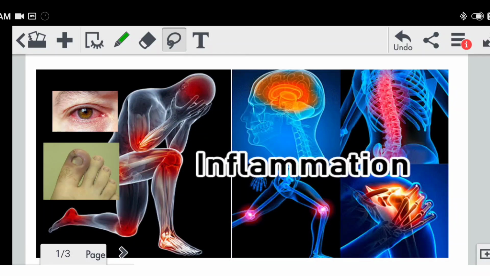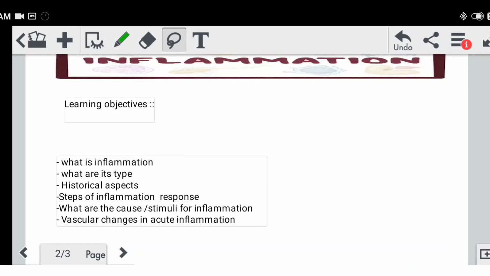Today in this lecture I will be discussing inflammation. This is the most important chapter, very crucial and essential in your learning of medicine. The learning objectives for today's tutorial are that it will define what inflammation is.